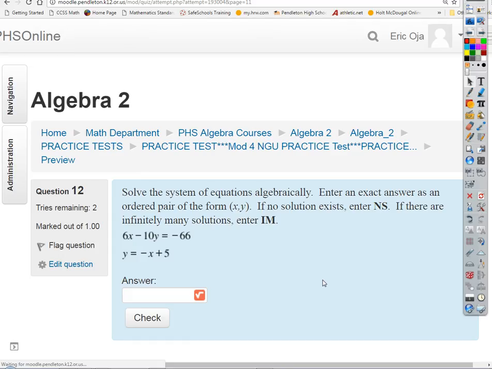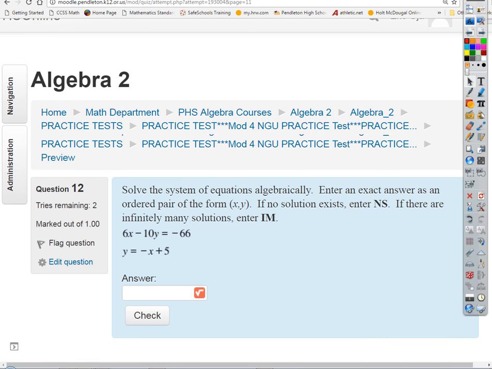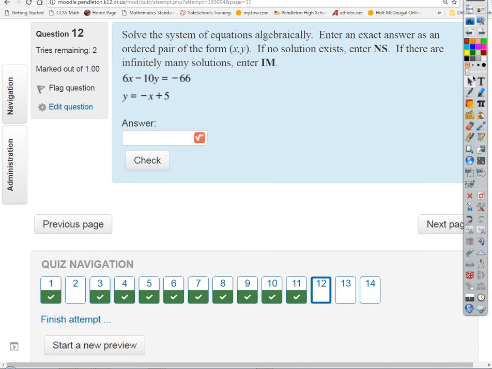Okay, so now we're on to substitution. We've got one where we've got this solved for y, right? So same kind of thing, only this time we're going to use this substitution equation and plug in right there, right? So the top equation is going to become what?